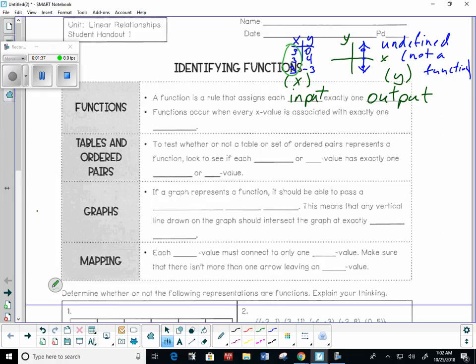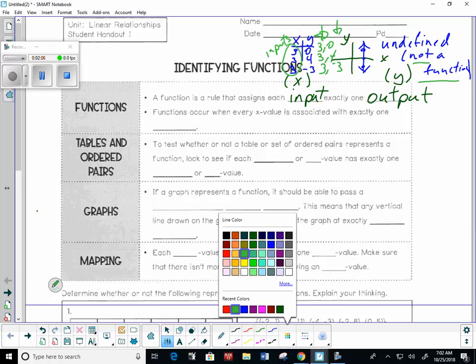these inputs have more than one output. We have our ordered pairs (3, 0), (3, 4), (3, -3). Therefore, for each input, we have more than one output, and so it is not a function. Okay, so that's kind of just the nitty-gritty of what functions are.